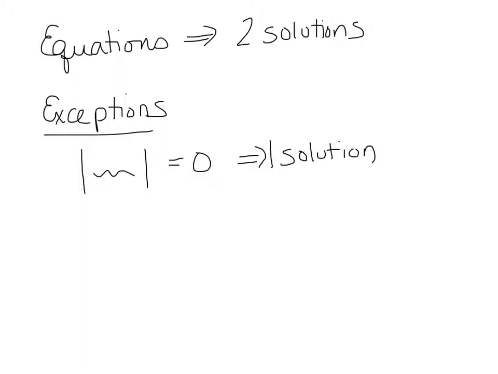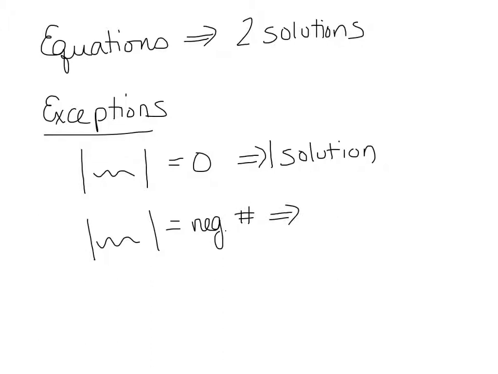Okay, the reason being, if I try and do a positive 0 and a negative 0, that doesn't make any sense. So really, it's what's inside is equal to 0 in your set. The other exception is when what you have inside the absolute value is equal to a negative number.